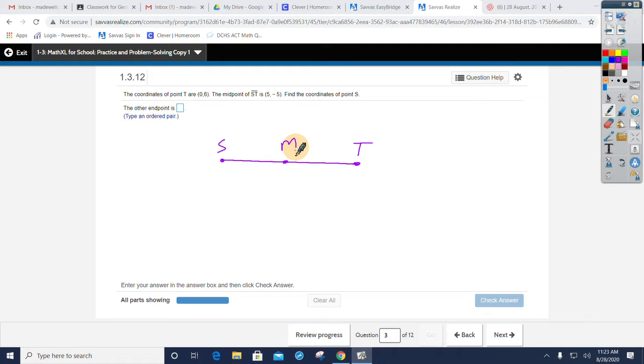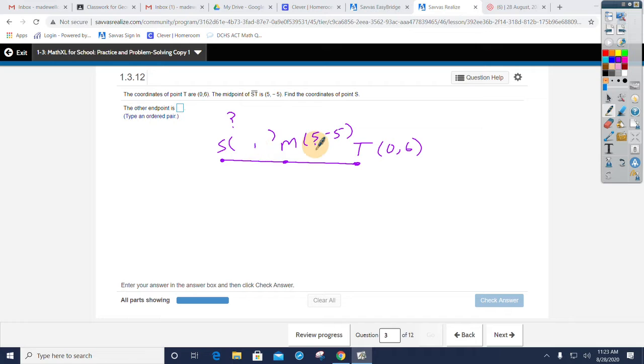Now it says that the point T is 0, 6, and the midpoint, I'm going to call it M, is 5, negative 5. So the question is, what is S? What goes here? Okay. All right. It's real simple. There's a couple ways. There's a formula to do it, but I have just a real easy way of doing this. How do you get from, look at your X and look at your Y separately.